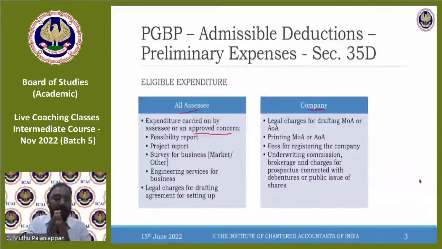So the expenditure carried on by the assessee or an approved concern is eligible on what they say is the feasibility report. What do you mean by feasibility report? Whether this project could take off, whether we could carry out this project. If you're going to expand, we need to understand whether expansion is required. For example, let's take an electric vehicle manufacturer, Ather. Now this Ather has one particular unit to manufacture.